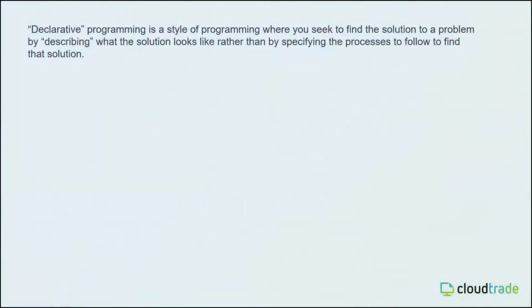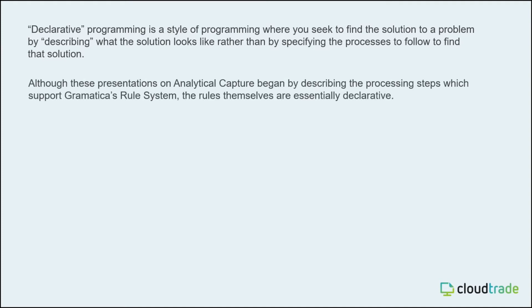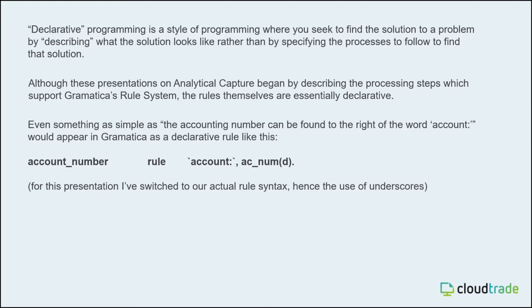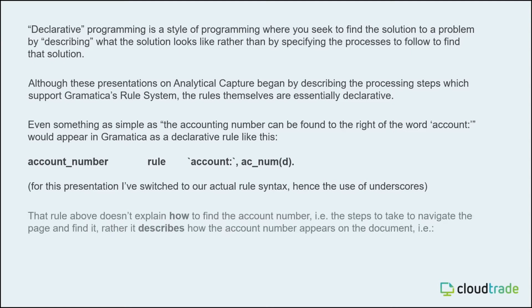Declarative programming is a style of programming where you seek to find the solution to a problem by describing what it looks like, rather than by describing the processes to find it. Although all these presentations on analytical capture began by describing processing steps, our rules are essentially declarative. Even something as simple as the accounting number is to the right of account appears in this sort of declarative syntax. Account number is a rule with a count and a number afterwards. That doesn't explain how to find it. What it does is it explains what it looks like.